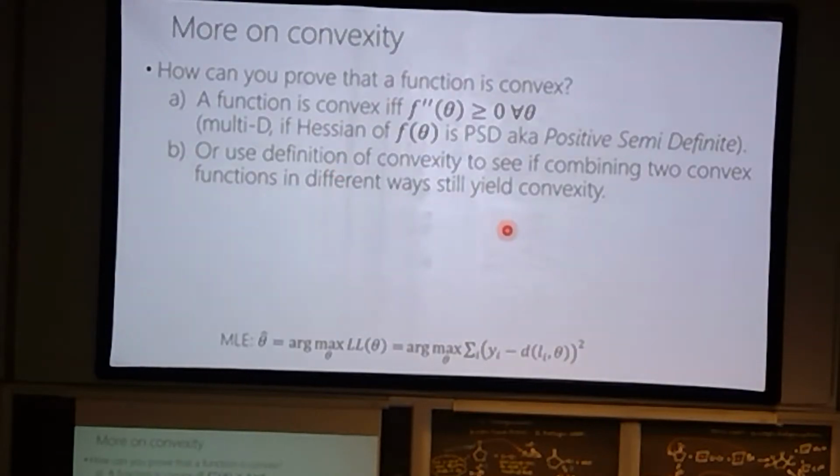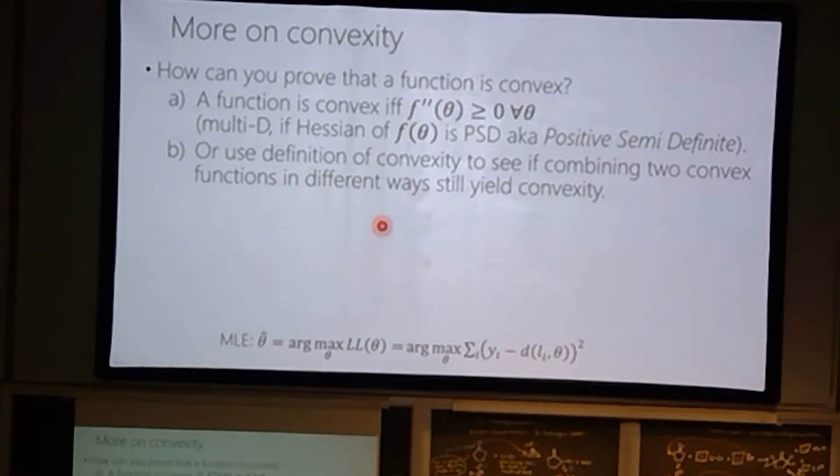So if you want to know whether your function is convex or not, what can you do? If you can show that in one dimension the second derivative is greater than 0 everywhere, then you're good to go. Correspondingly, in multiple dimensions, if the Hessian is positive semi-definite, then you also have convexity. Or you can use the definition of convexity that I put up on the last slide, combining different convex functions in different ways and manipulating the math to see if you can still get it to look convex.